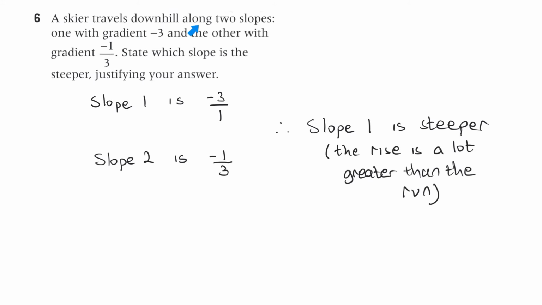6, a skier travels downhill along 2 slopes, one with gradient -3 and the other with gradient -1/3. State which slope is the steeper, justify your answer. Well, slope 1 is -3 on 1, okay, because I've put the run as 1. Slope 2 is -1 on 3. Therefore, slope 1 is steeper, and that's because the rise is a lot greater than the run. As we've seen, the rise is on the top, so if that number is a lot larger than the run, then the slope is going to be steeper.